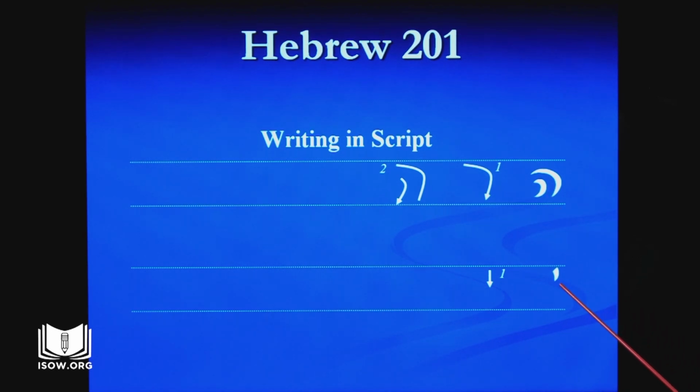And then the last one for this session is the letter Yud. And this is what it looks like again in script. It's just a little dot almost, or a little jot. It's just the beginning of a line. So you just make that short little mark there, just a short little mark hanging out between the margins, and that is the letter Yud.